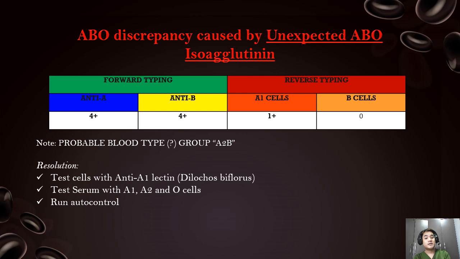And to resolve this discrepancy, we can use the Dolichos biflorus lectin, which will agglutinate only A1 but not A2 subgroups, which also includes serum testing with A1, A2, and O cells. And an autocontrol will give a sufficient resolution procedure for these unexpected ABO isoagglutinins.